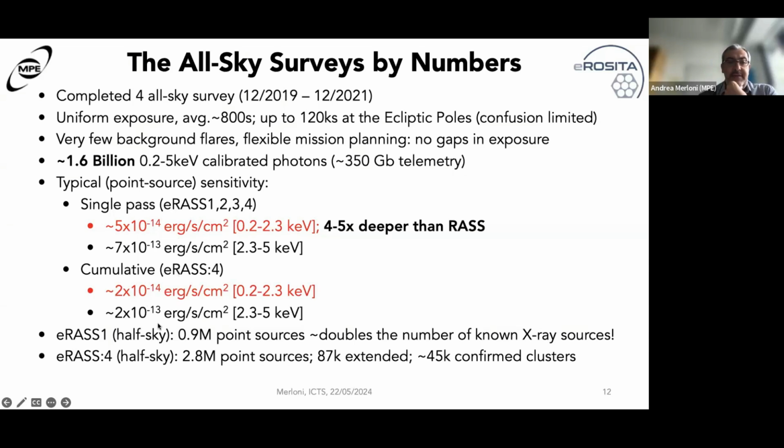So with these sensitivities in eRASS1, over just half of the sky we have analyzed, we have detected almost 1 million point sources. And this number is a milestone because it doubles the number of known X-ray sources before eROSITA was launched. In 50 years of X-ray astronomy, about 1.2 to 1.3 million sources were known before eROSITA. And in the preliminary version of the stacked catalog that we have not yet released, but are working on, we have about 3 million point sources over half of the sky.